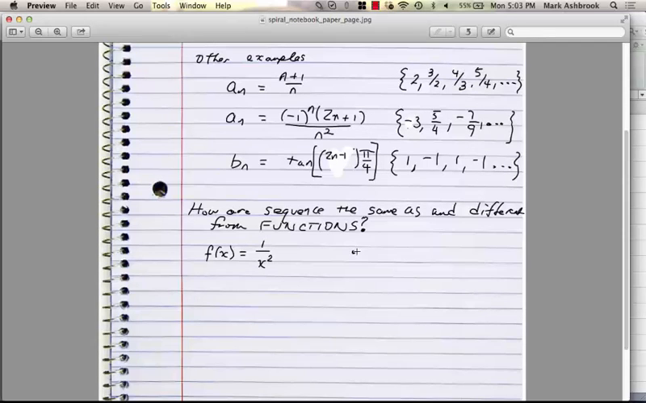So let's look at these. Here's a function 1 over x squared, and then we can compare it to the sequence 1 over n squared. Right? So these have the same input-output relationship. Input is x here, and n is our term number here, and then the output would be 1 over the input squared. So what does 1 over x squared look like?